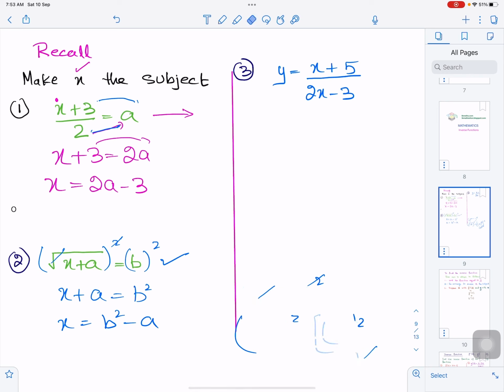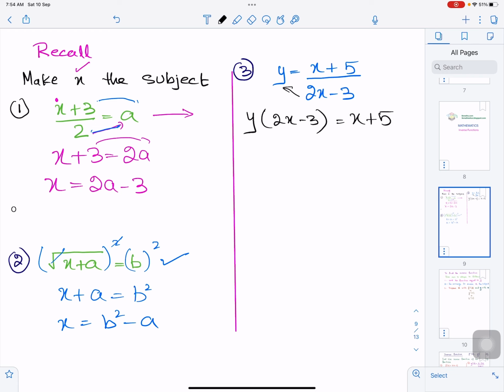Okay, so let's see example 3 now. I have to make x the subject. It is present in the numerator and denominator. A little tricky case. When you cross multiply, you will expand the bracket. So I will multiply y by 2x and y by minus 3. It will become 2xy minus 3y equals x plus 5.